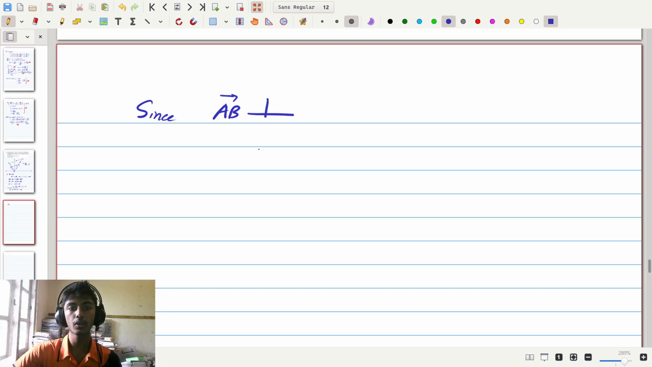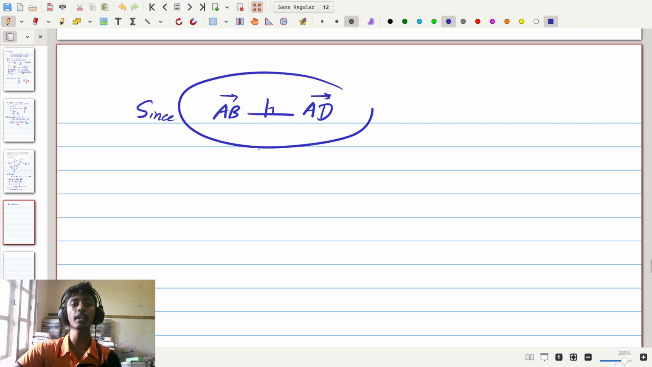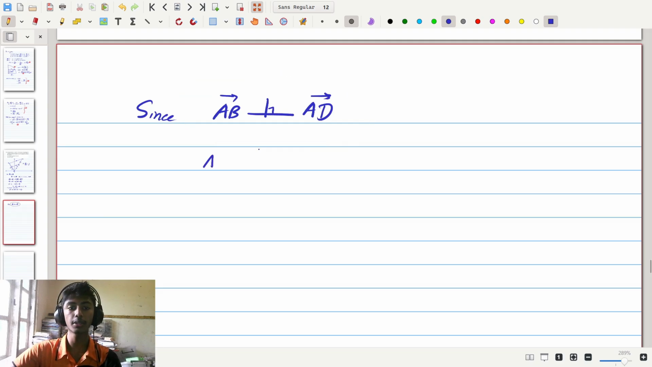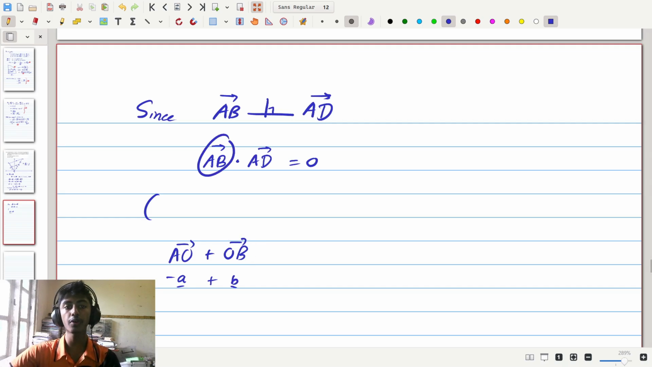So I'm going to take that fact that AB vector is perpendicular to AD vector, and what we know for two perpendicular vectors is that the dot product is equal to 0. So I'm going to say that the dot product of AB vector and AD vector is equal to 0. Now I know AB vector and AD vector in terms of simpler vectors. AB vector is going to be equal to the A to O vector plus the O to B vector. And we can see here the A to O vector is simply minus A vector, and OB vector is simply the B vector. So therefore I can substitute for AB vector as B vector minus A vector.